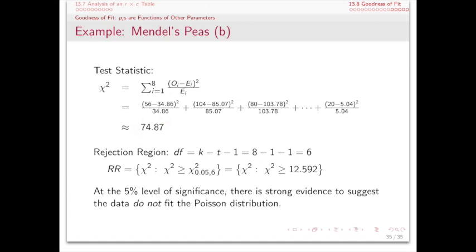Now when we go to decide on our degrees of freedom for our rejection region, remember K corresponded to the number of categories, and T corresponds to the number of parameters estimated by the data. Since we estimated lambda, that makes T equal to 1, so our degrees of freedom are 8 minus 1 minus 1, which gives us 6. If we look up the chi-square critical value with an area of 0.05 in the right tail with 6 degrees of freedom, we get 12.592. Our test statistic is clearly in the rejection region, and since it's so large by comparison to this critical value, that tells us that we have strong evidence to suggest that the data do not fit the Poisson distribution.